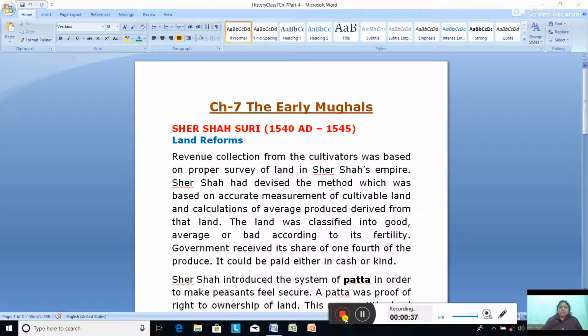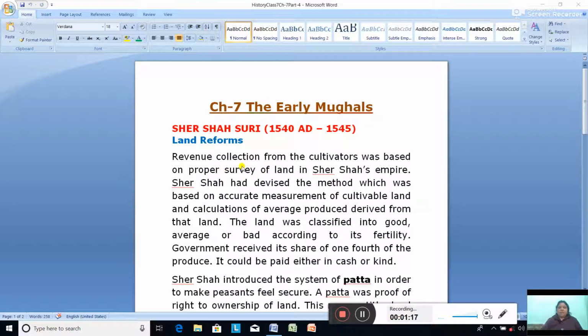So here, what is land reform? What were the reforms introduced by Shah Suri? Land reform and military reform. Revenue collection from the cultivator was based on a proper survey of land in Shah Suri. What do you mean by this? The main source of income was revenue, which was collected from land. This was collected from the cultivator after a proper survey of land.